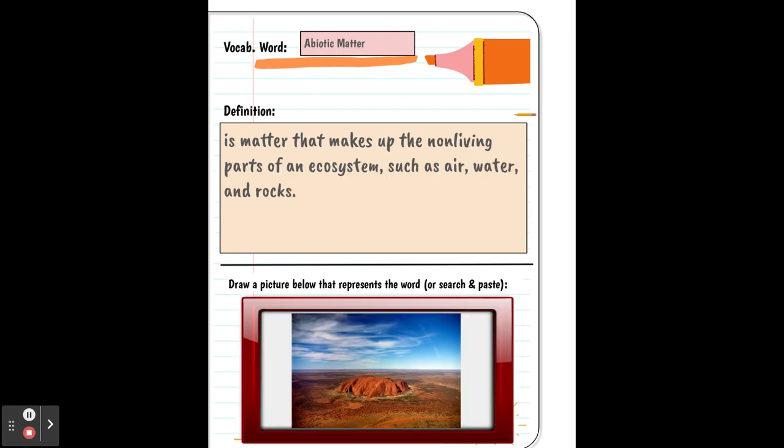So abiotic matter is matter that makes up the non-living parts of an ecosystem, such as air, water, and rocks. Our sim doesn't really show water on the ground or rocks on the ground. That's why I said most of it is up in the air. Here on Earth, actually, there is abiotic matter down low as well.